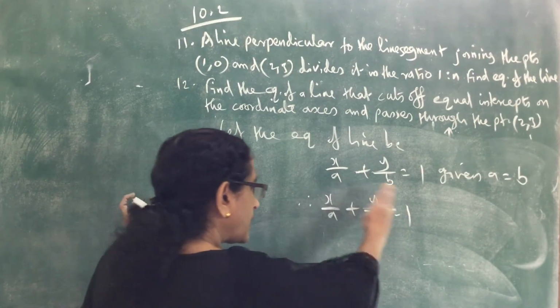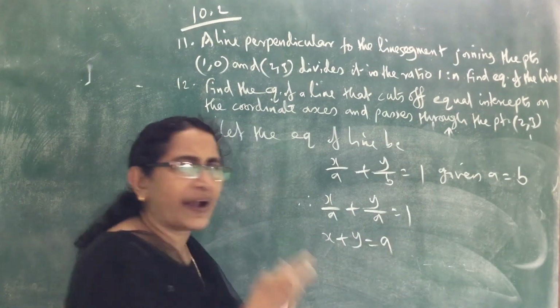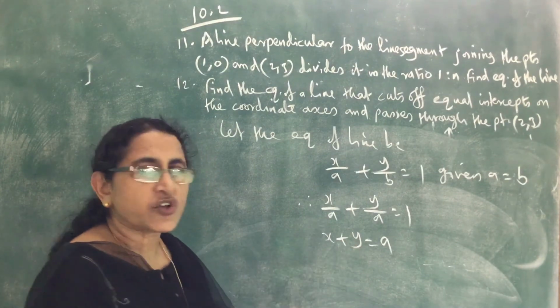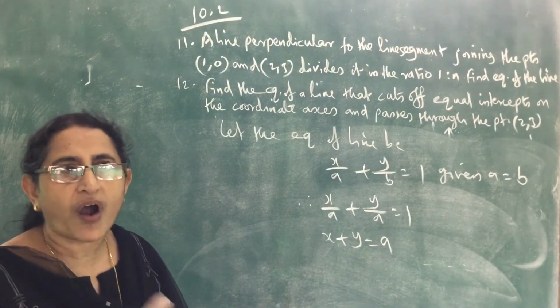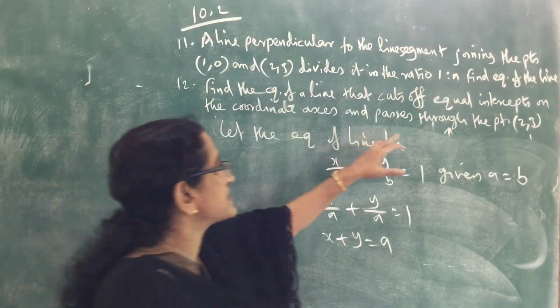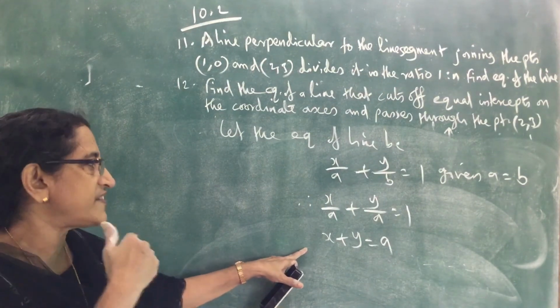Now cross multiplying, what do we get? Multiplying throughout the equation by a, we get x plus y equals a. So this is the required equation of the line, but we want to find a. For that, one condition is given: this line passes through the point (2, 3). So we can substitute that point in this equation.